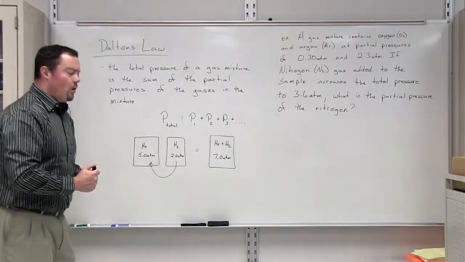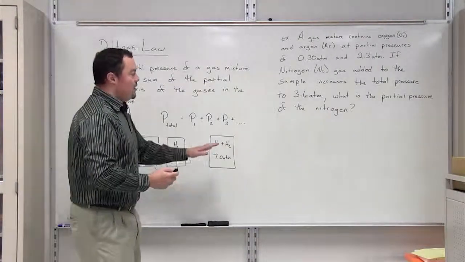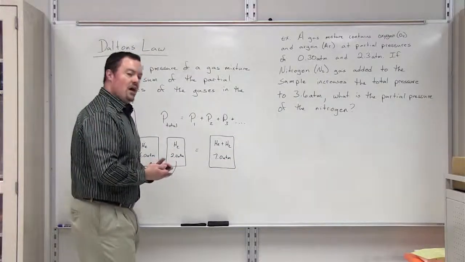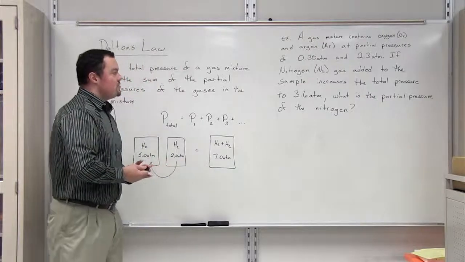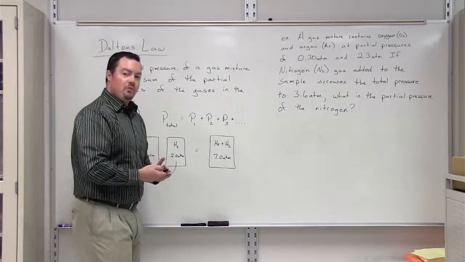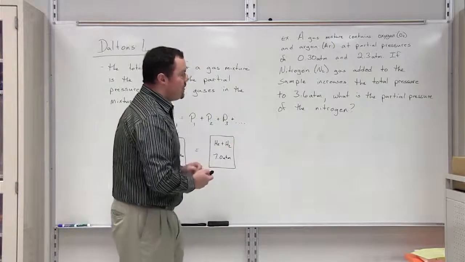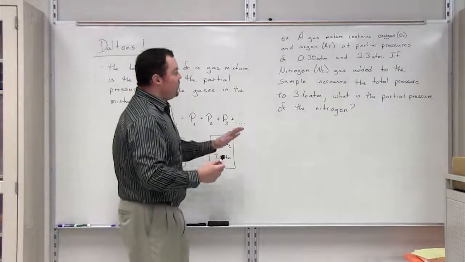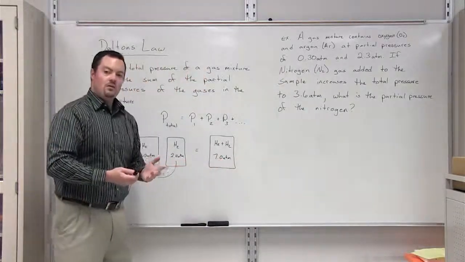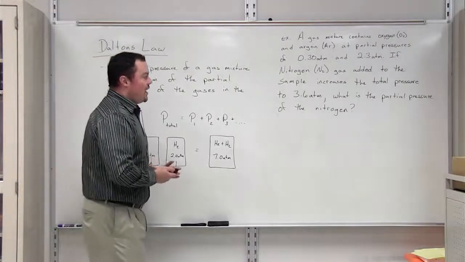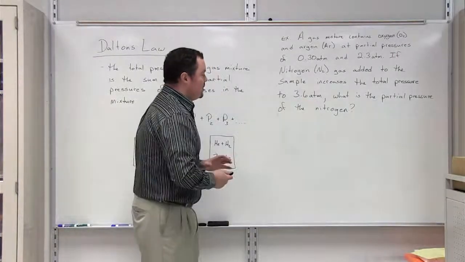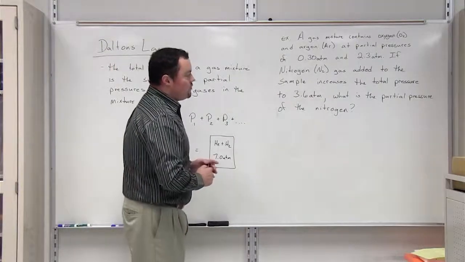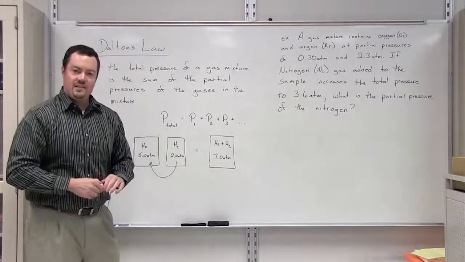Now, how would we use Dalton's law in an example problem? Here I have a problem which states that we have a gas mixture containing oxygen and argon gas. The partial pressures of these gases are 0.30 atmospheres for the oxygen gas and 2.3 atmospheres for the argon gas. If we add a third gas to our mixture, nitrogen gas, and the total pressure of the mixture increases to 3.6 atmospheres, we want to calculate what is the partial pressure of the nitrogen gas that we added.